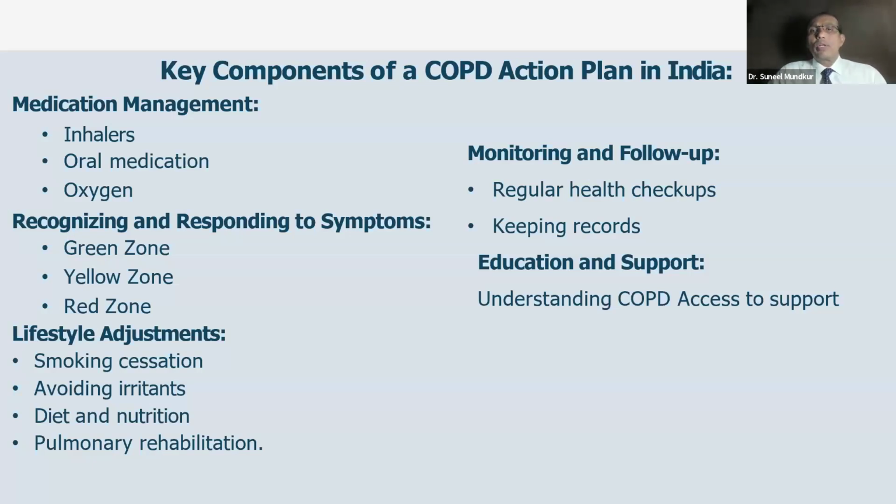What should be the key components of a COPD action plan in India, which should include medication management like inhalers, oral medications, and oxygen, recognizing and responding to symptoms like what I already explained, the green zone, yellow zone, and red zone, lifestyle adjustments like smoking cessation, avoiding irritants and diet and nutrition, pulmonary rehabilitation, and monitoring and follow-up with regular health checkups and keeping records, and education and support, understanding the COPD, access to support.